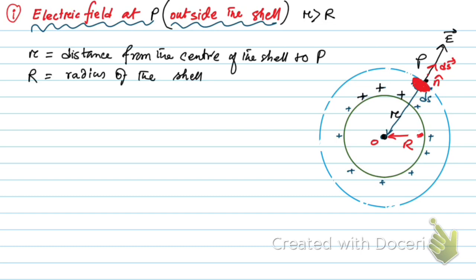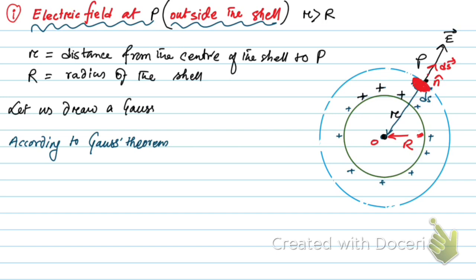Now, according to Gauss theorem, let us draw a Gaussian surface of radius r through the point P.